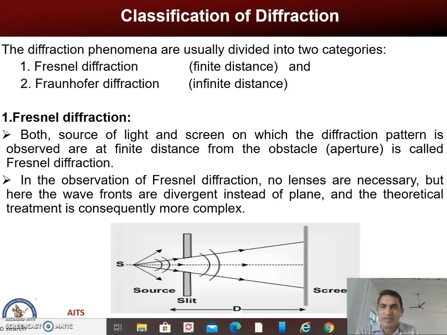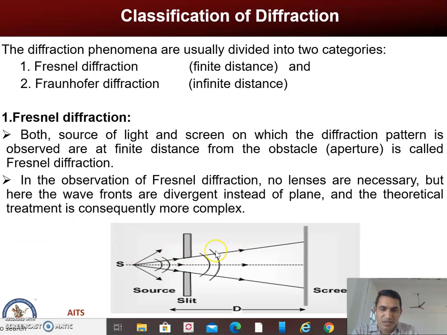Classification of diffraction. Diffraction is again of two types. First one is the Fresnel diffraction, and second one is the Fraunhofer diffraction. Coming to the Fresnel diffraction, in this diffraction both the source of light and the screen on which the diffraction pattern is observed are at a finite distance from the obstacle or slit. It is called Fresnel diffraction, and in the observation of Fresnel diffraction no lens is necessary or required, but here the wave fronts are diverged instead of plane wave fronts, and the theoretical treatment is consequently more complex.